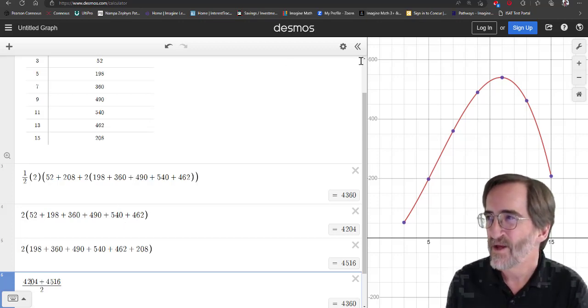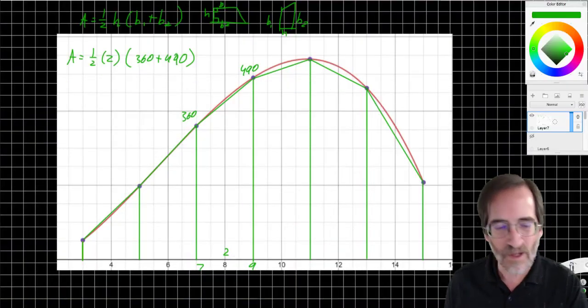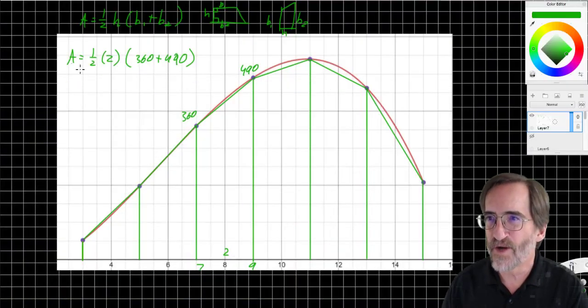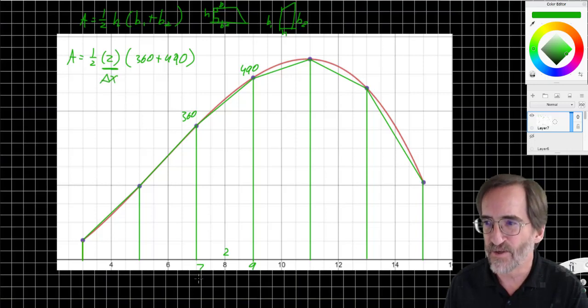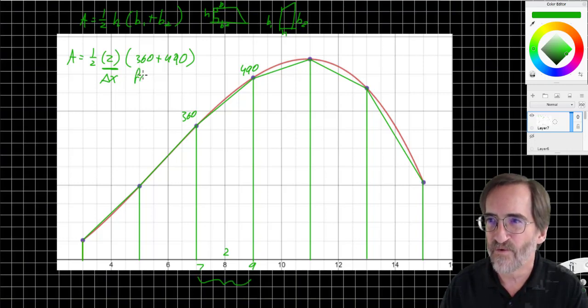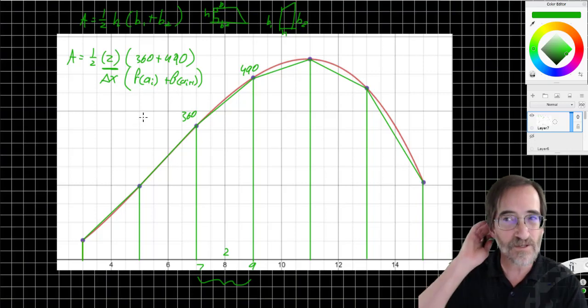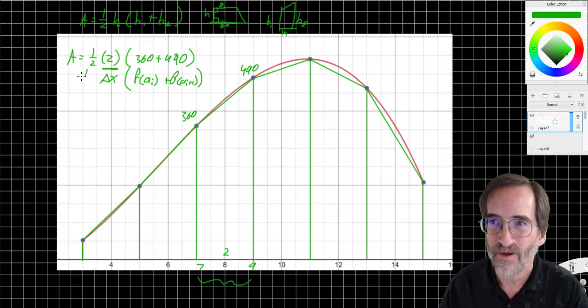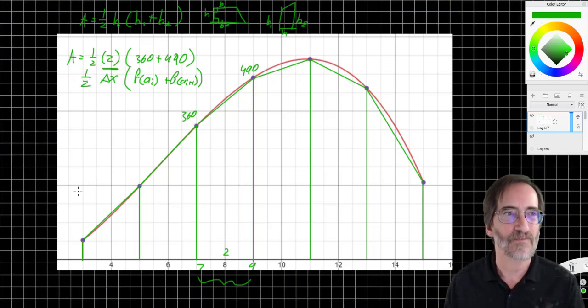All right, so just in review here, the area of each trapezoid is 1/2 the width, that's delta x, the width of each bin, times f of a sub i plus f of a sub i plus 1. So in other words, it's 1/2 delta x, the width of the bin, times the two function values from the boundaries. And that really is the big idea. Hey, what's the big idea?